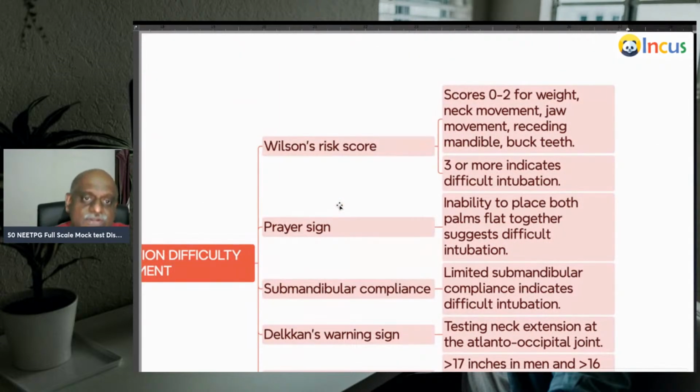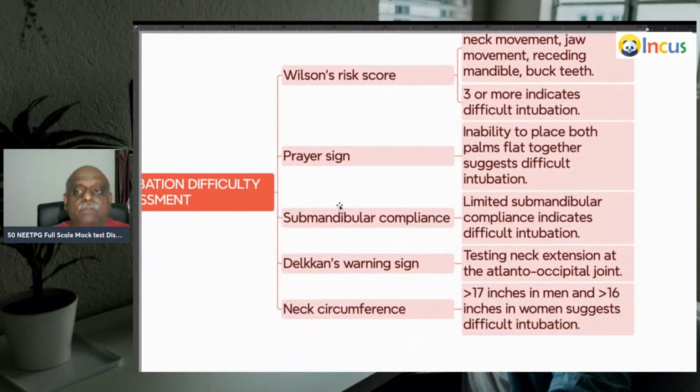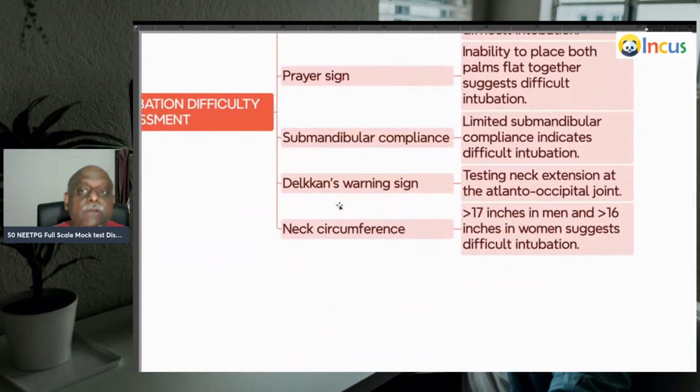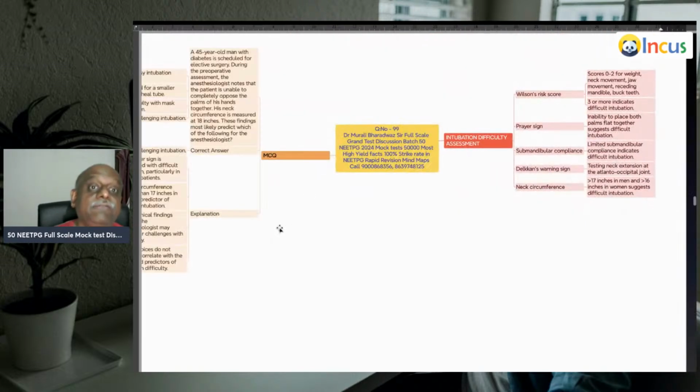So Wilson's risk score, prayer sign, inability to place both palms flat together suggests difficult intubation. Limited submandibular compliance, Patil's test, and testing the extension at the atlanto-occipital joint. Neck circumference more than 17 inches in men, 16 inches in women, suggests difficult intubation.